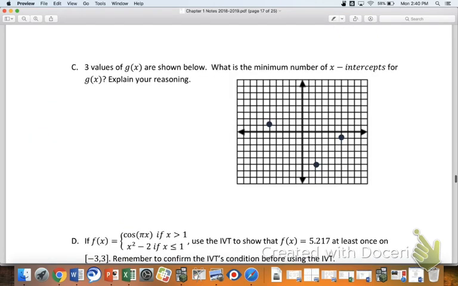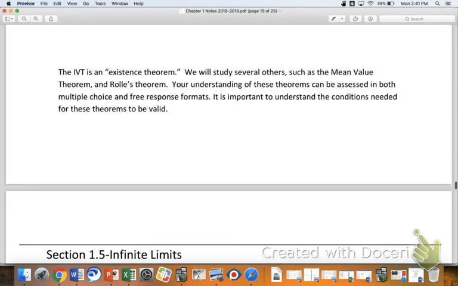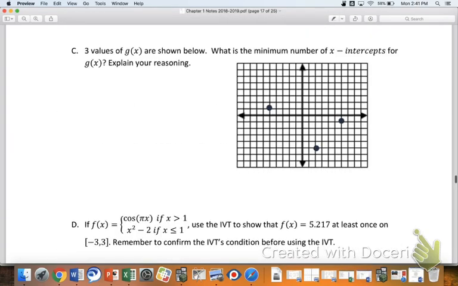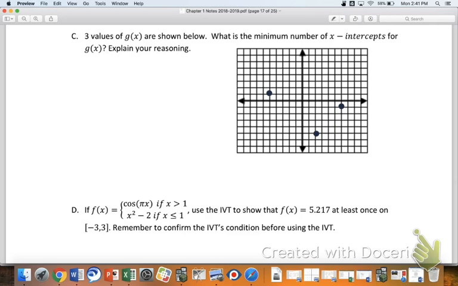So I've got, I think, two more good ones here. Okay, take a look at C, very conceptual here. Are you guys okay with the term x-intercepts? It's where the graph touches or crosses the x-axis. Okay, cool. All right, so take a look at C.